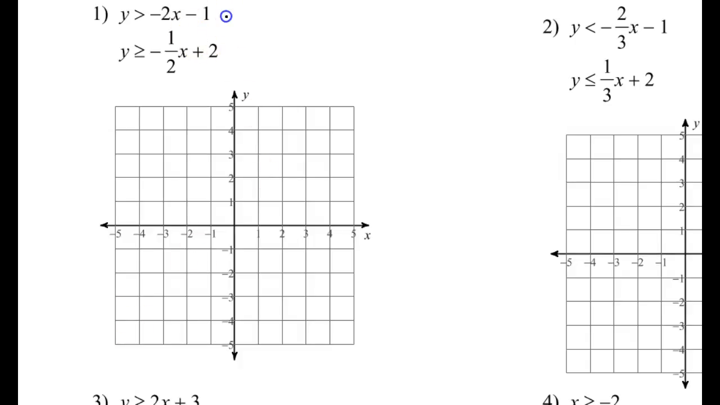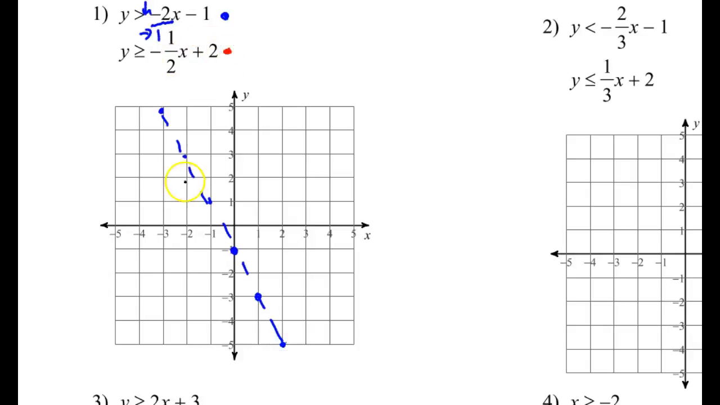Follow along up here. We're going to start at -1. This is going to be down 2, right 1. So we'll go down 2, right 1 a few times. There we go. And it's going to be a dash line. We got a dash line there.